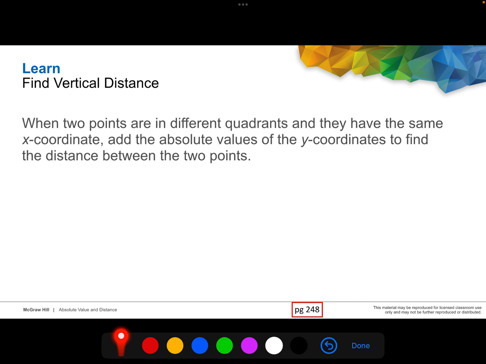Now just like what we saw for the x coordinates, when 2 points are in different quadrants and they have the same x coordinate, we add the absolute values of the y coordinates to find the distance between the 2 points. So take for example, if one of my points is here and the other point is here, I'm going to look at what is the distance over here and the distance over here, and then to get the total distance I add the 2.